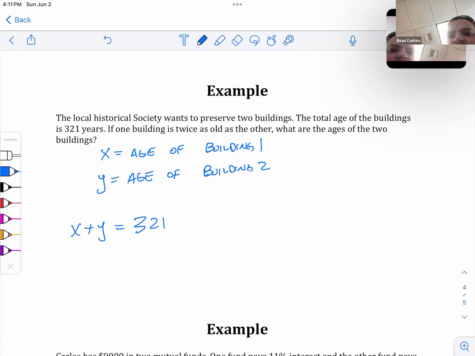If one building, all right, so let's just call that y. So one building is twice as old, 2 times. So that means y equals 2x, or x equals 2y. Again, it doesn't matter how you set that up. And so what are the ages of the 2 buildings? So we can do this algebraically, or we can do this with guess and check. And it's really whichever way you want to do it. I'm going to do it algebraically just to refresh us on this. And so this is the method of substitution.